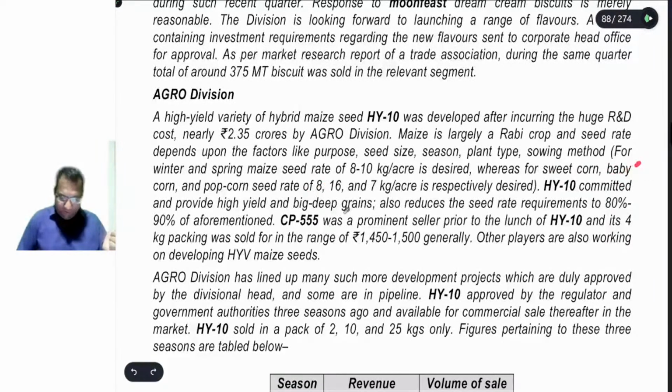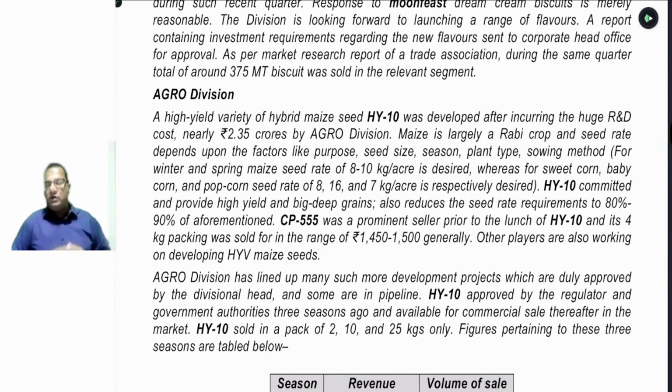Okay. The second, for feed corn, 8 kg per acre is required. For baby corn, 16 kg per acre is required. For popcorn, 7 kg per acre is required. Also, this requirement will be reduced if the farmer uses our new product HY10 for its farming. Okay.